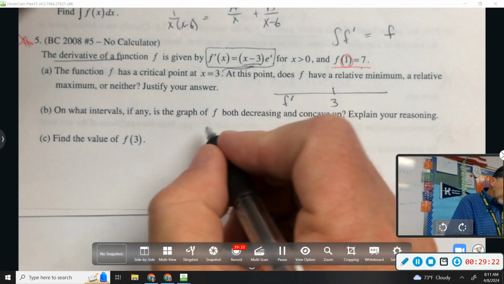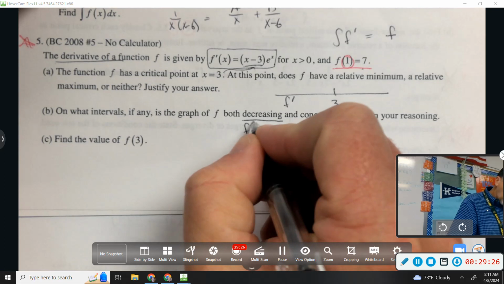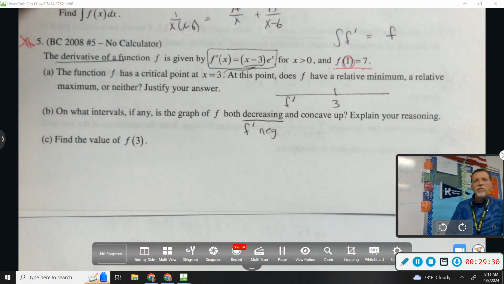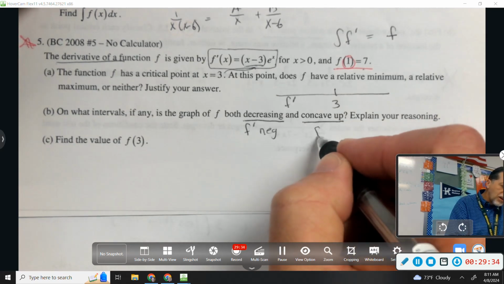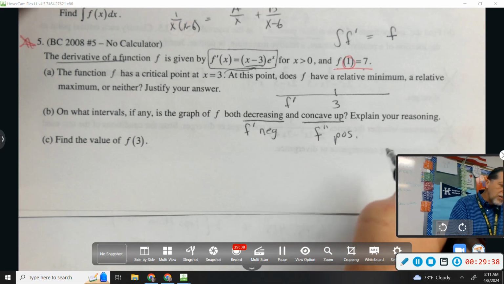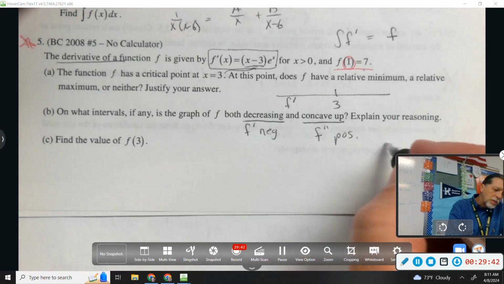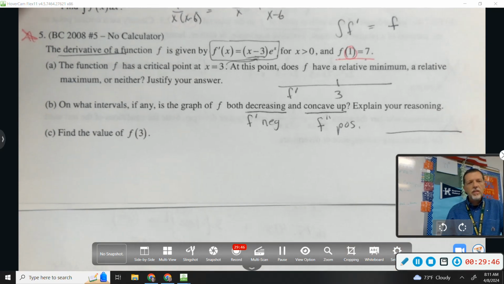On what interval is the graph of f both decreasing? So that would mean f prime is negative, which we would have just found in the previous part. What is concave up? What would you be looking for there? F double prime is positive, which means you would need to take another derivative and then probably set up a number line and figure out where f double prime is positive or negative.